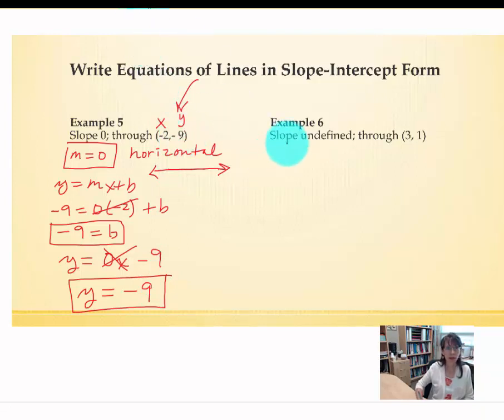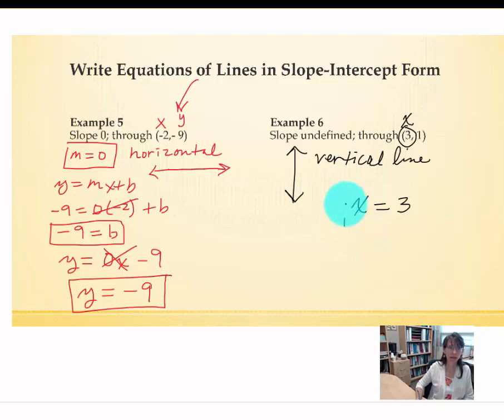In our other example, the slope is undefined. So I don't have a number that represents that slope. So what we should recall is that an undefined slope is a vertical line. And the x value names the line. That means every x value should be 3 because our line goes through (3, 1). So no matter what the x value is in a given point, that x value is what names the line. So we have a vertical line such that every single point on that line will have x = 3.